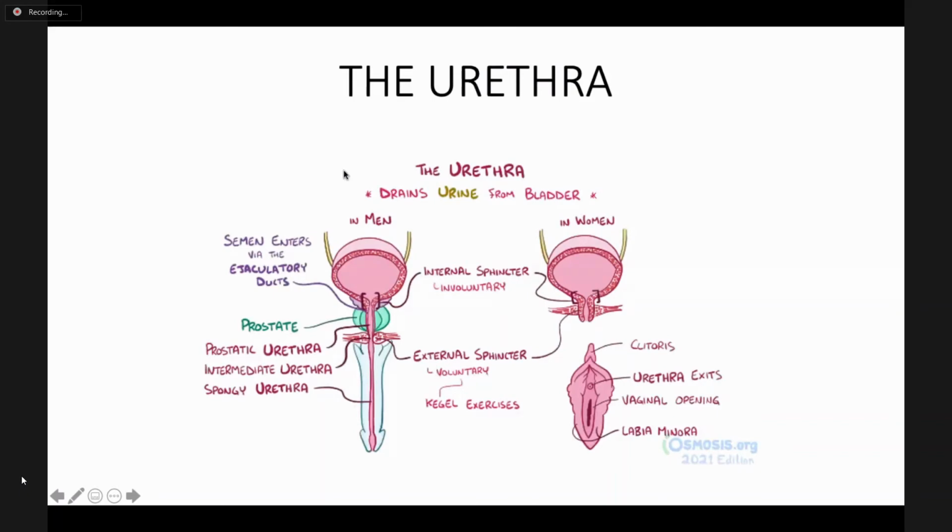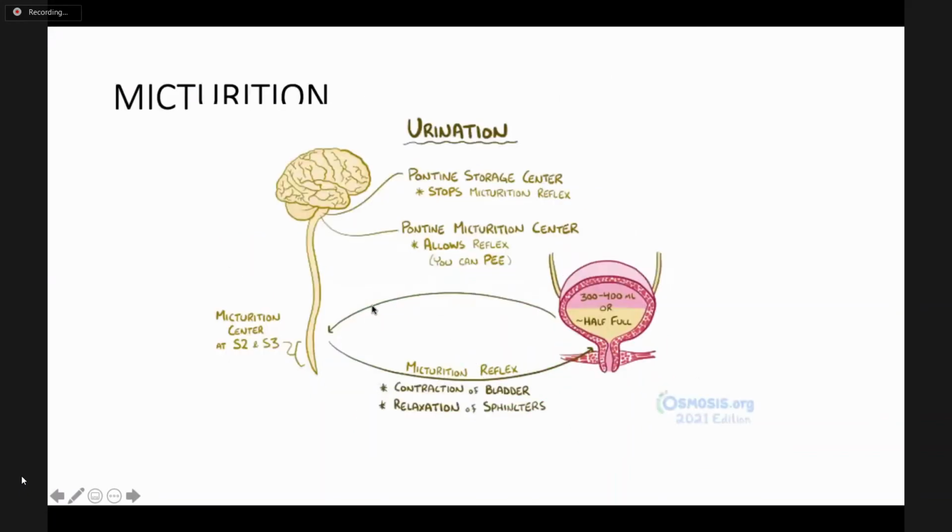Okay, now the micturition reflex. The micturition reflex has two centers. One micturition center is near the S2, S3 level here. The other is at the pontine level. There is a micturition center at the sacral level and also the pontine. The pontine has two: the pontine storage center that stops the micturition reflex and the pontine micturition center that allows the reflex for us to pee. So this micturition reflex depends on the contraction of the bladder.